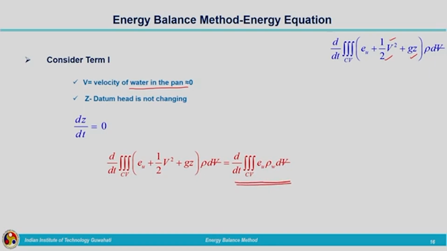The second term gets cancelled because of the small velocity; maybe some fluctuations will be there. Other than that, there is no flow of water taking place as in the case of an open channel. So, the time rate of change of the velocity head can be considered to be 0, and at the same time the rate of change related to the datum head can also be taken as 0. So, there is only a single term related to internal energy.